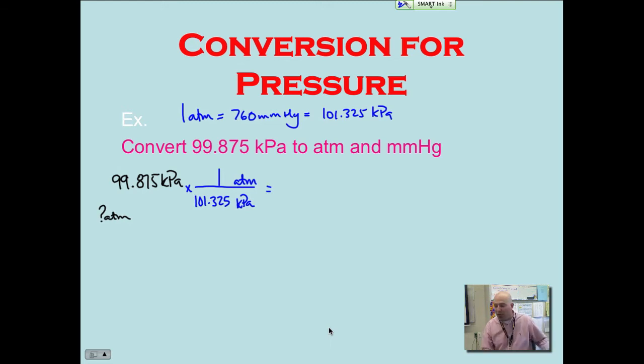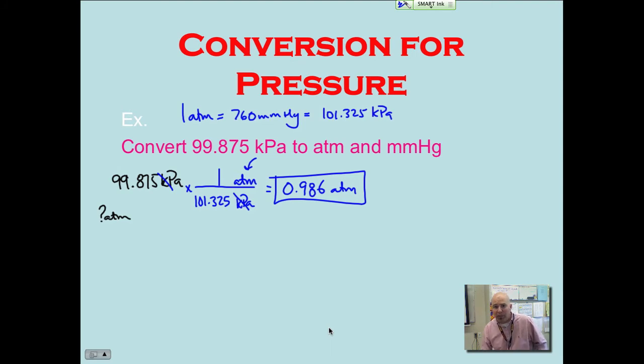Because that 101.325 is in the denominator, we're going to take that 99.875 and divide it by 101.325, and I get 0.996 atmospheres. Notice again, kilopascals cancels, and then you get a unit of atmospheres. So there would be the conversion for atmospheres.